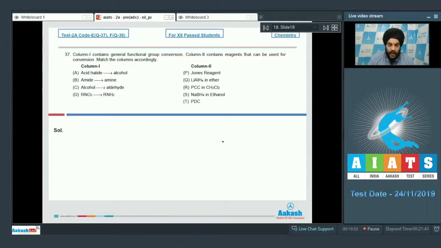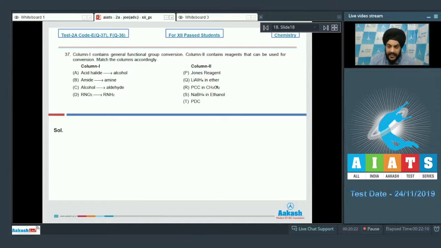Question number 37. Column 1 contains general functional group conversion. Column 2 contains reagents that can be used for this conversion. Match the columns accordingly. Okay. So option A, it says acid halide is to be converted into alcohol. So Jones reagent will not be a match. It is an oxidizing agent. And in this case, there is reduction happening.